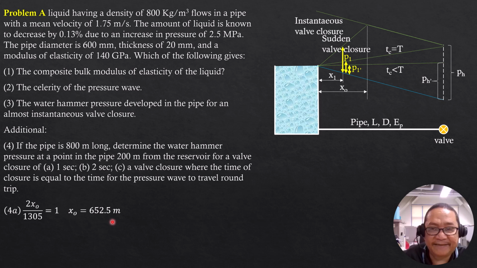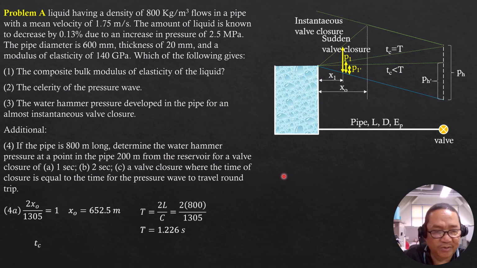Capital T, on the other hand, is 2L over C. So 2 times 800 divided by 1305, and that is 1.226. Since the actual time of closure, 1 second, is less than capital T, it falls where we have sudden closure. So we can now compute P1 by similar triangles. So P1 is to x1, which is 200 here, as PH is to XO.